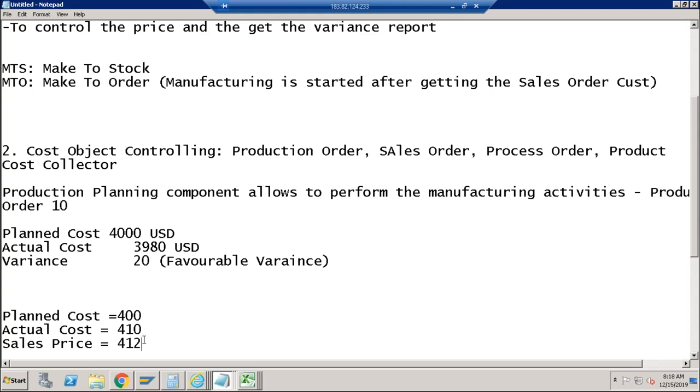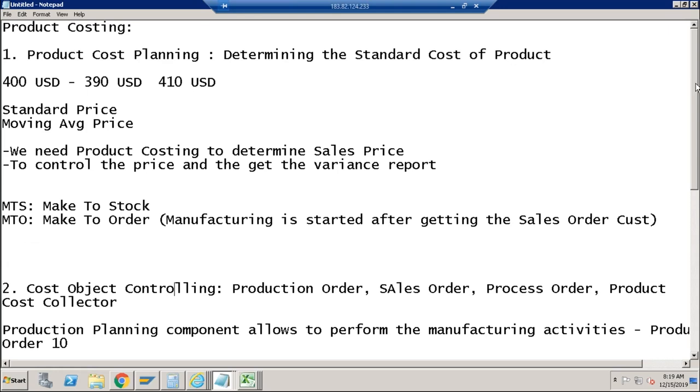So variance is information calculated to control. That is the reason I told you cost object controlling is to control the price of the production order and the sales order, so that next time whenever you are producing anything, you make sure that it is not going beyond the standard price. That is the purpose of cost object controlling. The purpose of cost planning is just to determine the cost. It is not going to do any control. It will just tell you, based on whatever information you provided, that the price of this material is 400.